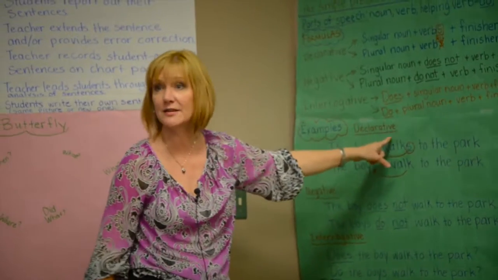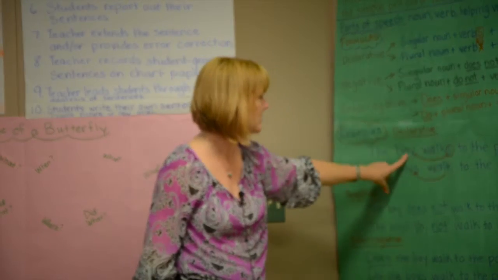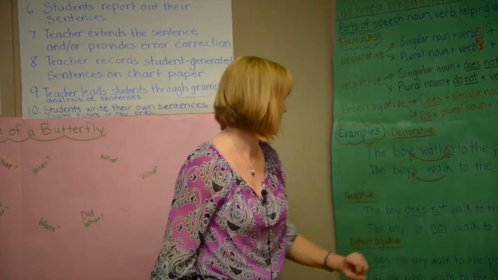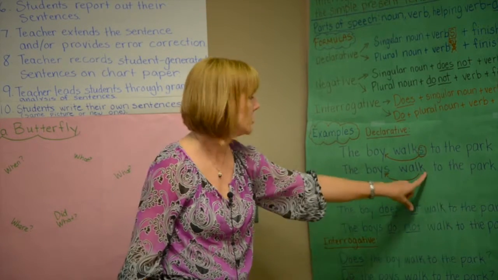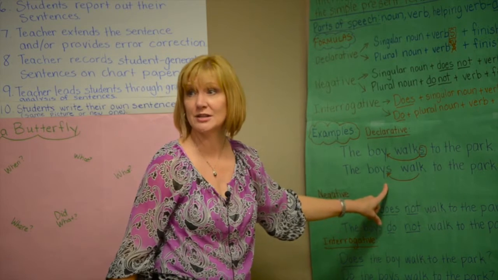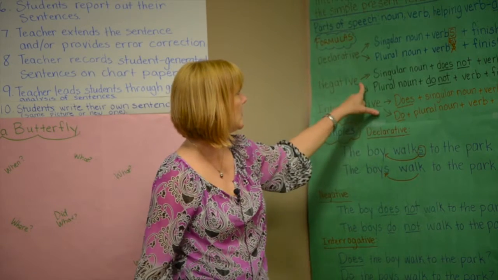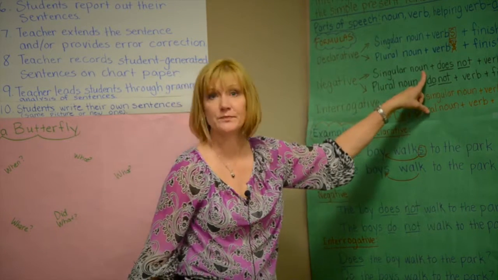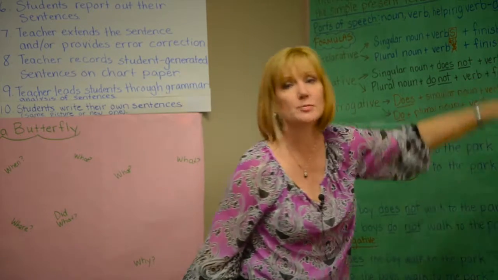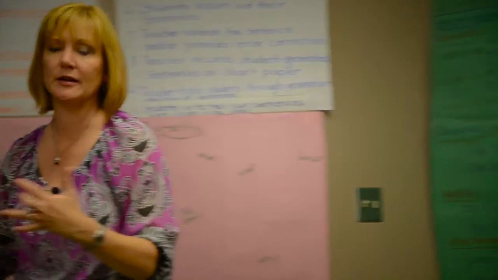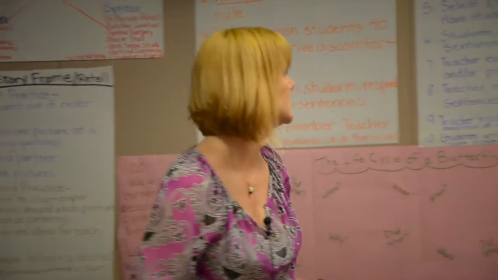So for example, for a declarative sentence, the boy walks, okay, and we have the S on walks because the boy is singular, to the park. For a plural sentence, the boys walk to the park. No S on the verb because your subject is plural. Okay? And then the negative formula would be singular noun plus does not plus the verb and the finisher. And a finisher could be anything. It could be a prepositional phrase. It could be an adverbial phrase, any kind of clause at the end of your sentence that finishes the sentence.